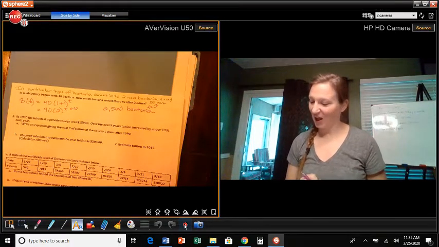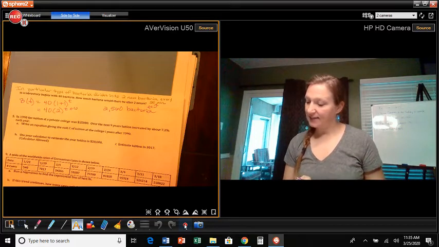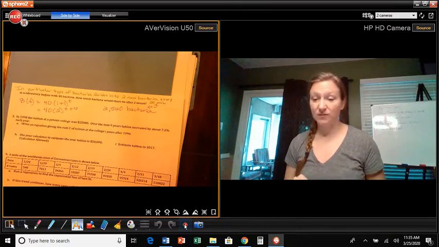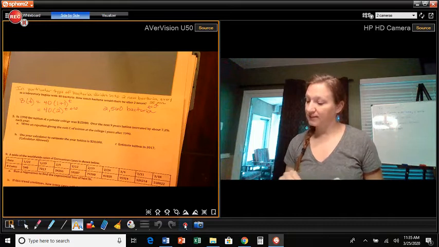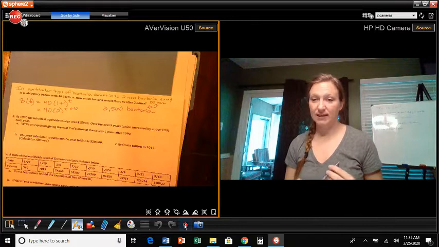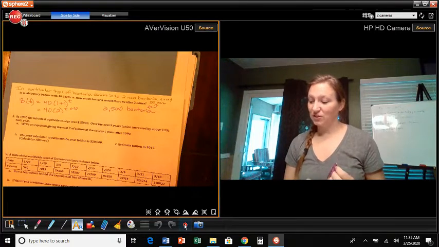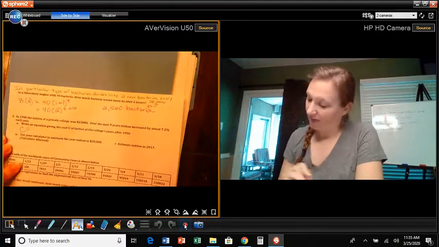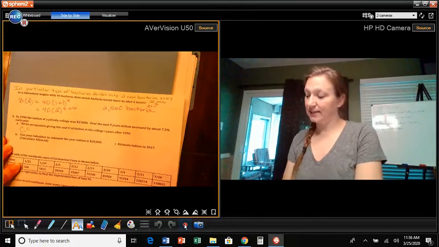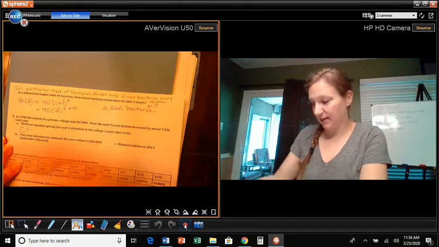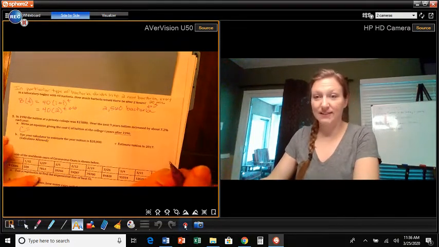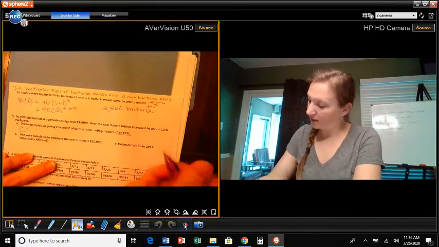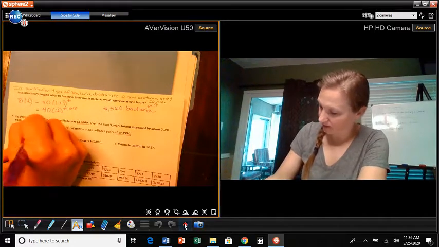Very good. All right. In 1990, the tuition at a private college was $15,000. Over the next 9 years, tuition increased by about 7.2% each year. Write an equation giving the cost C at the college T years after 1990. That's a key part, after 1990. Okay, so initial amount is 15,000.